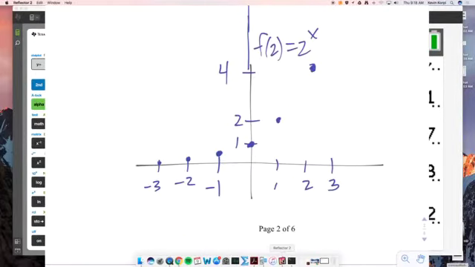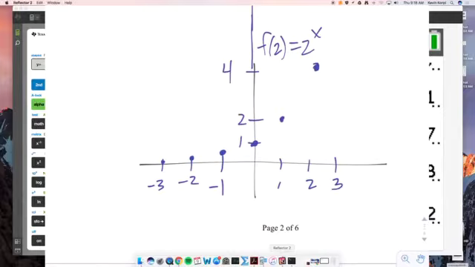Now you can see kind of what the points are doing. If you connect the dots, it's going to come like this and look like that. So there's the graph. It's exponential growth. It looks a lot like e to the x. The only difference is e to the x is going to be a little bit steeper than this because e is 2.7, so it grows a little faster than just plain old 2.